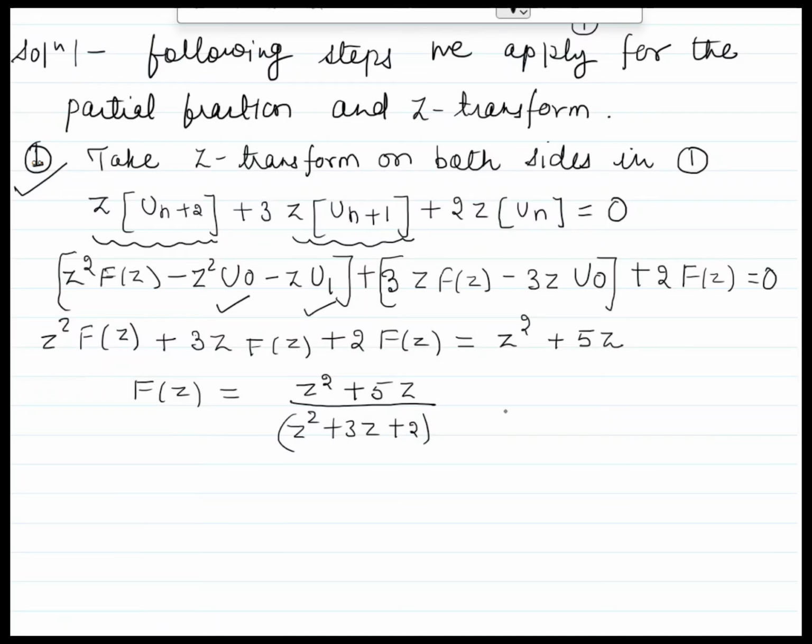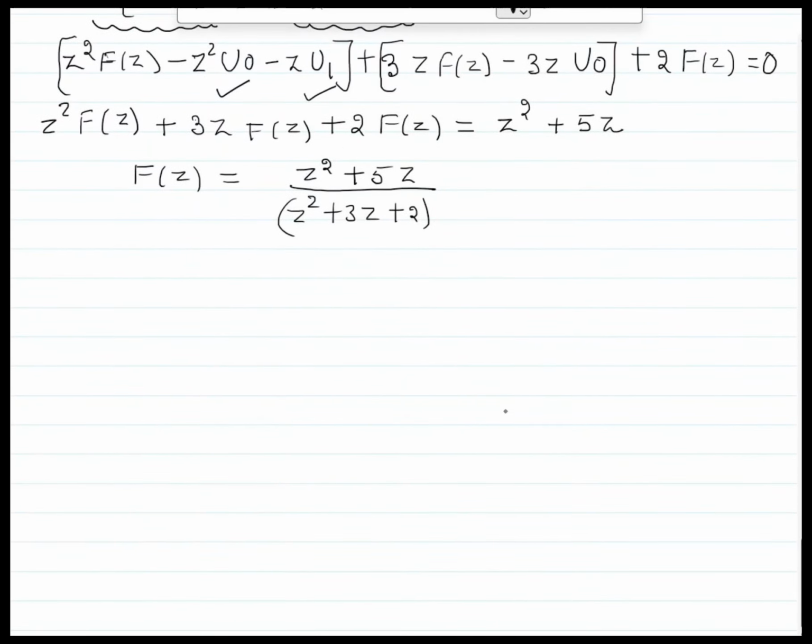Now, since we are using partial fractions, what we can do is take this Z as a common factor from the numerator. So we have now Z times Z plus 5, because one Z I have taken here, and this is Z square. For simplicity, we are taking this Z here, and after we will just transfer it again.